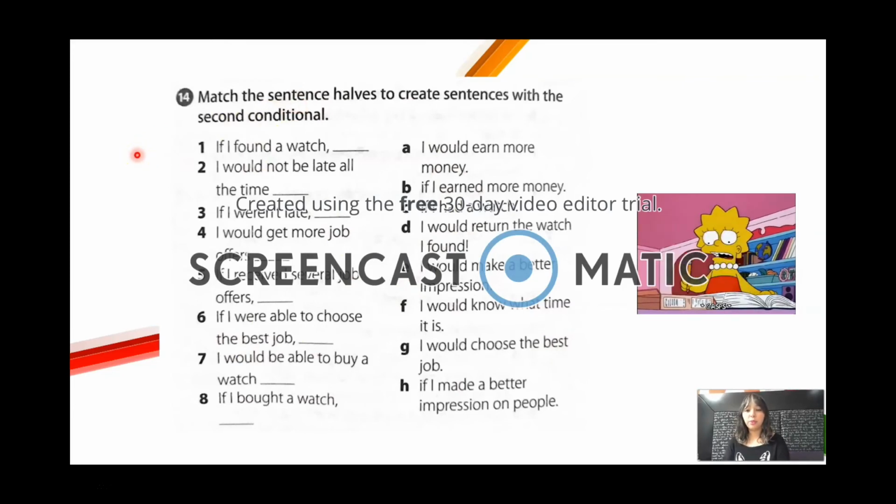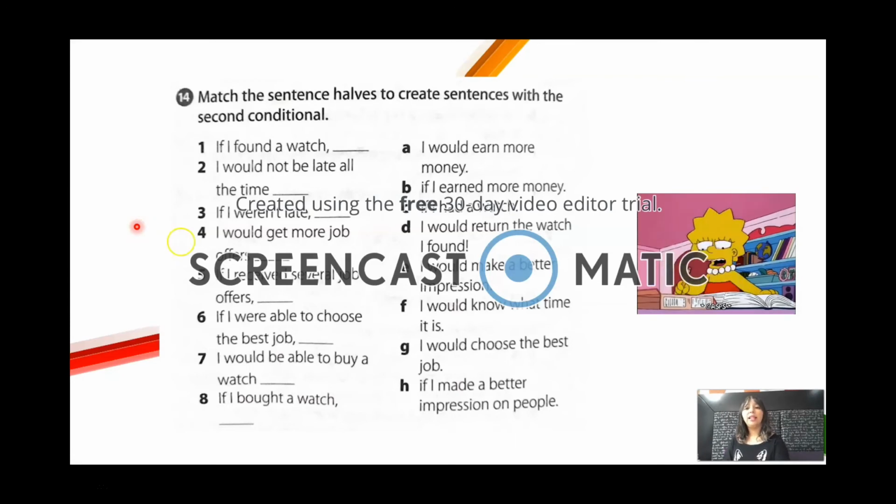So, number 1, if I found a watch. Number 2, I will not be late all the time. Number 3, if I weren't late, or I will get more job offers. Number 5, if I receive several job offers. Number 6, if I were able to choose the best job. Number 7, I will be able to buy a watch. And number 8, I bought a watch.